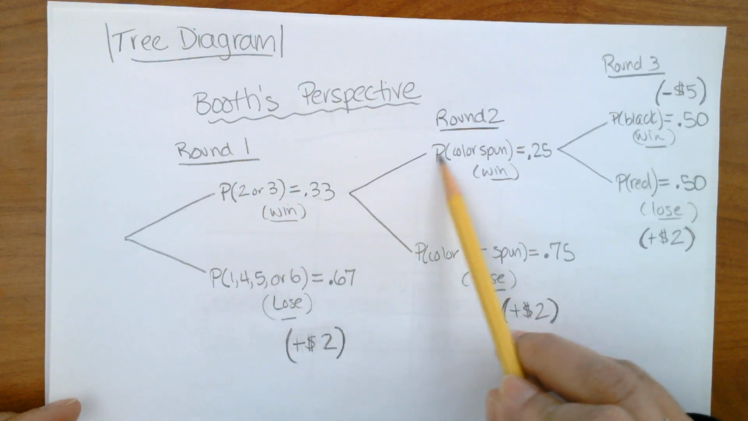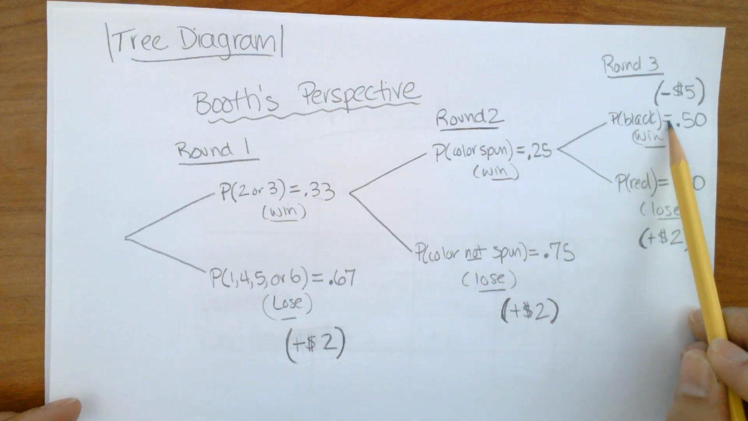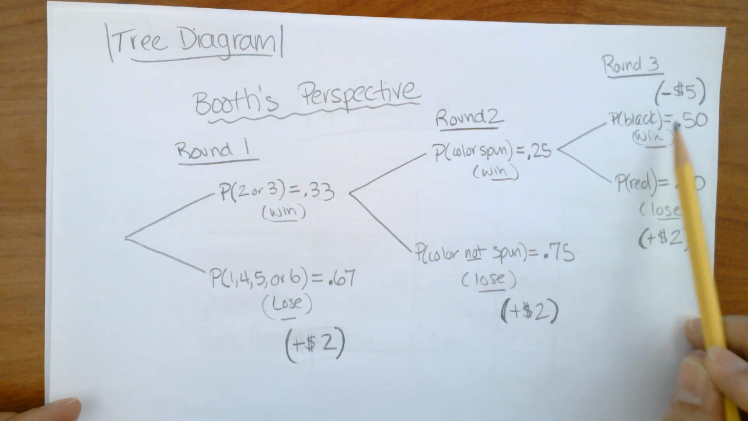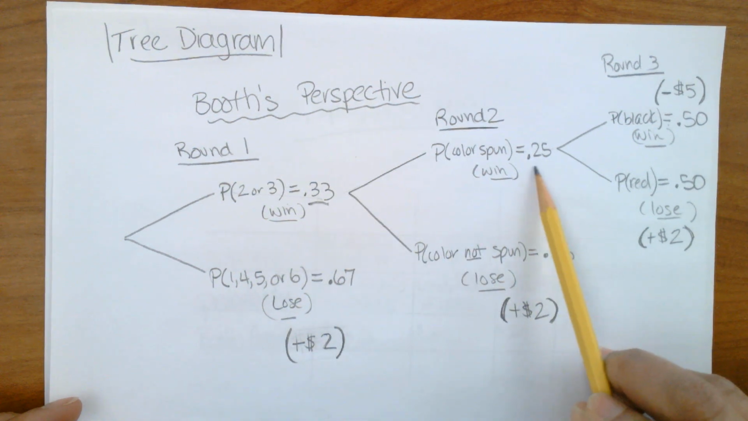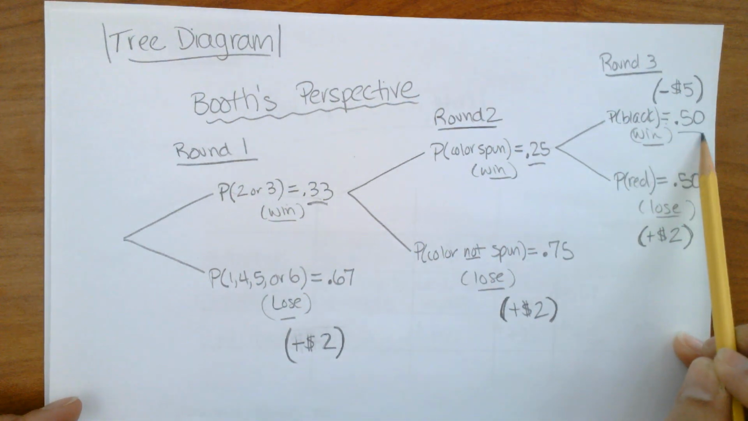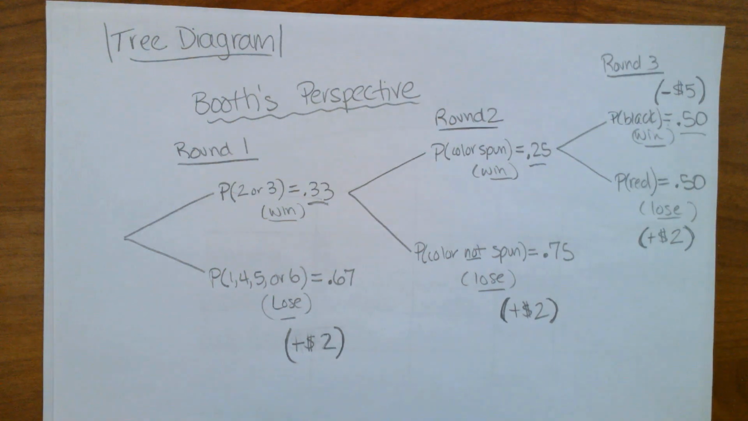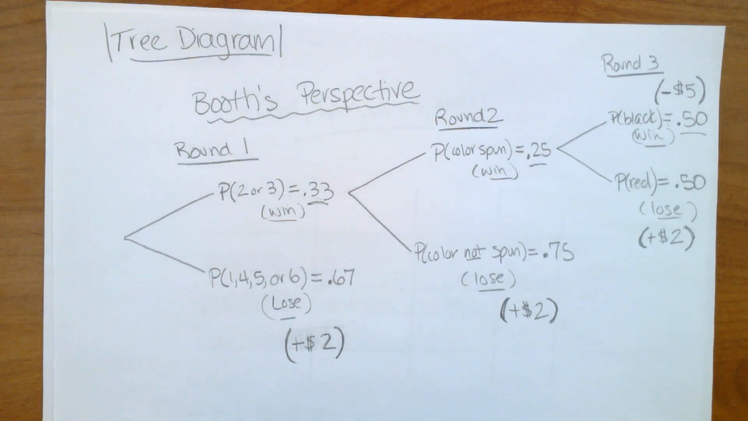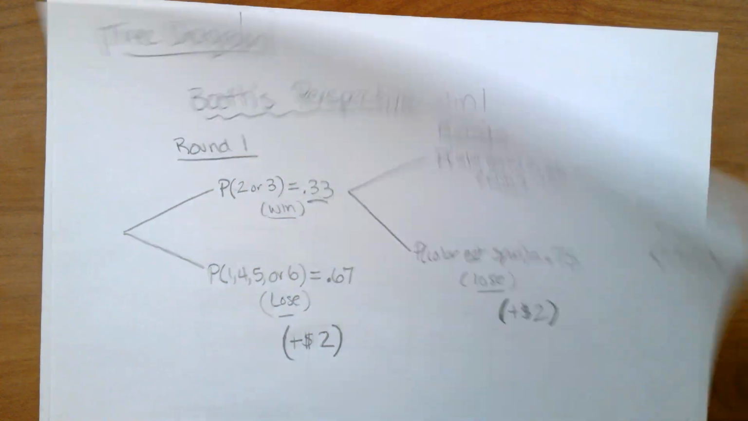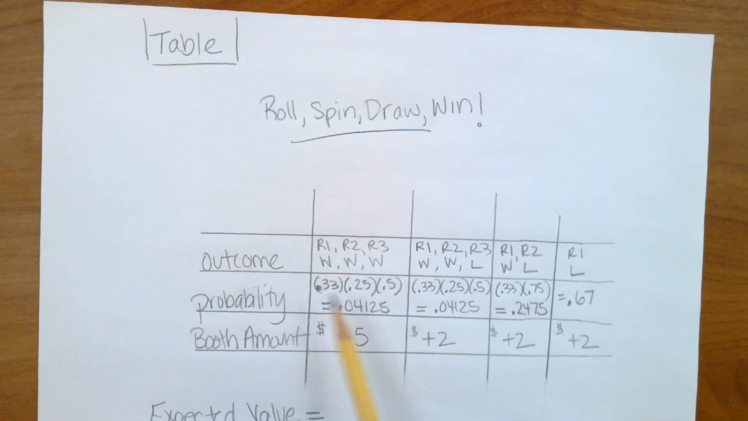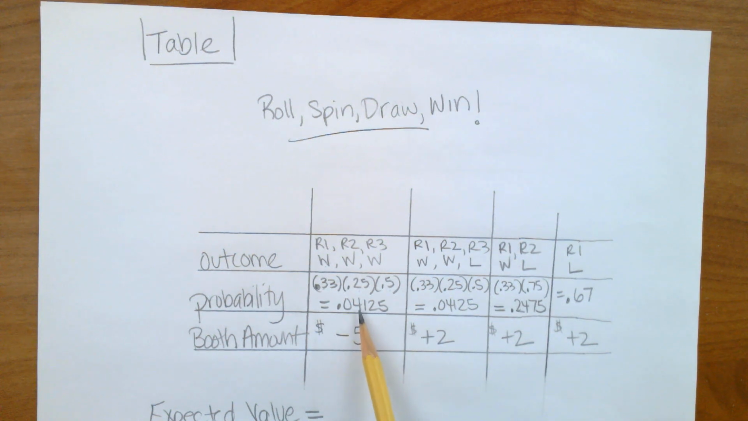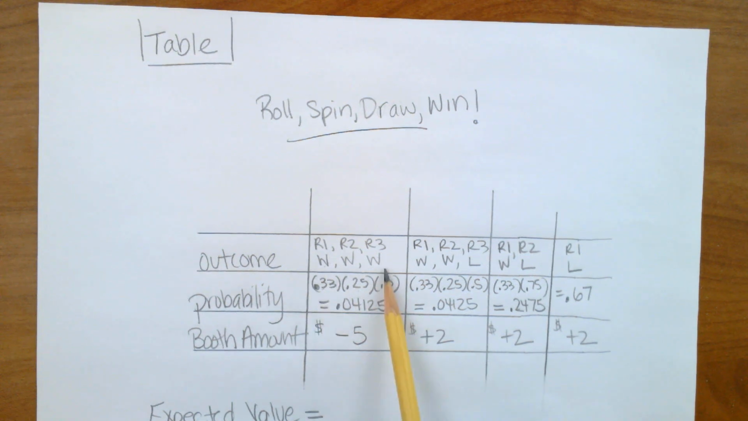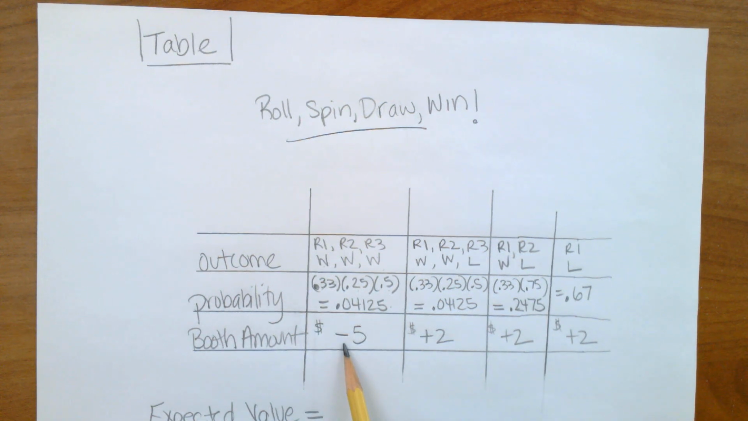Round one, we can win. Round two, we can win. Round three, they can win. I'm going to take each one of these probabilities, 0.33, 0.25, 0.50, take that pathway of those probabilities, and multiply them. 0.33 times 0.25 times 0.5, and I get 0.04125. That's the probability that they're going to win.